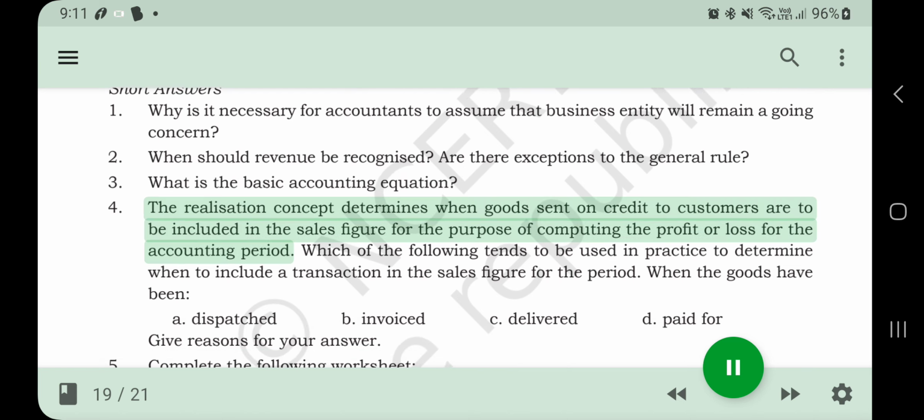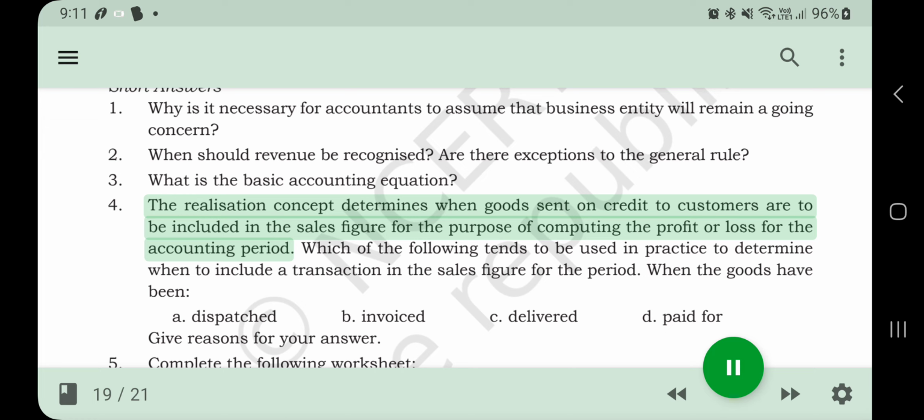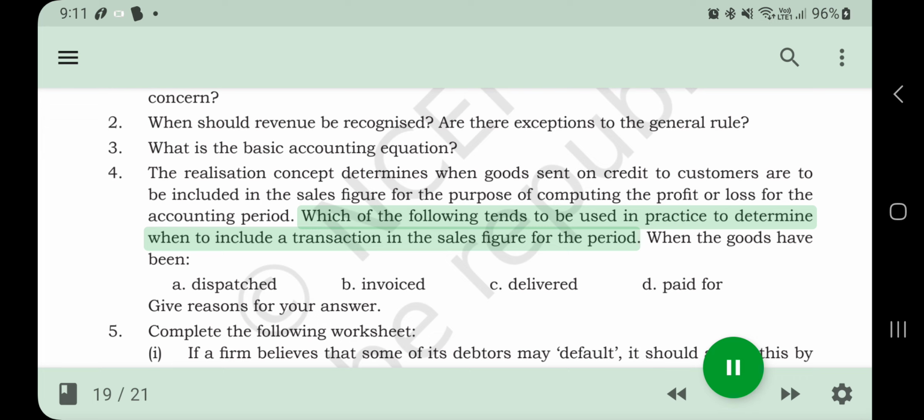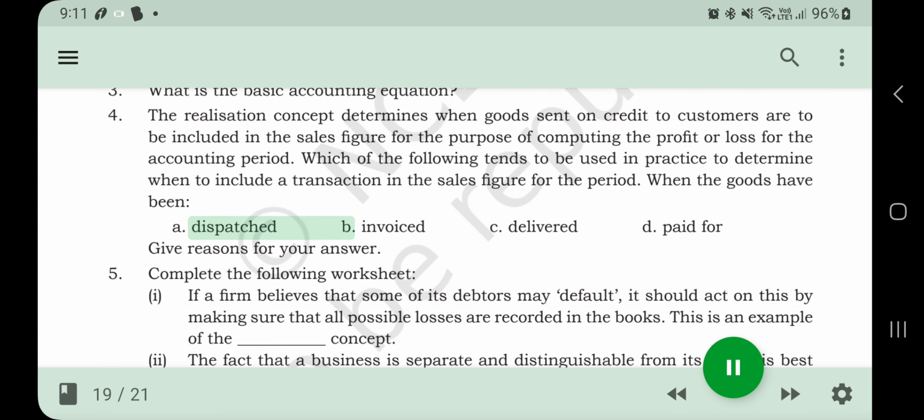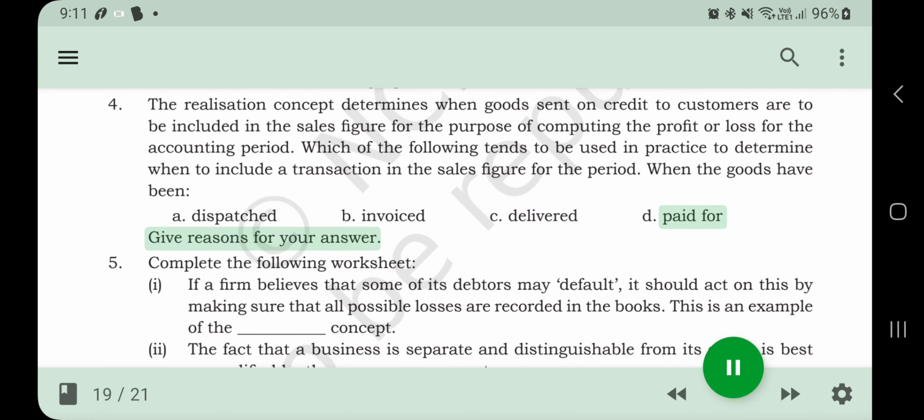4. The realization concept determines when goods sent on credit to customers are to be included in the sales figure for the purpose of computing the profit or loss for the accounting period. Which of the following tends to be used in practice to determine when to include a transaction in the sales figure for the period? When the goods have been A. dispatched, B. invoiced, C. delivered, D. paid for. Give reasons for your answer.